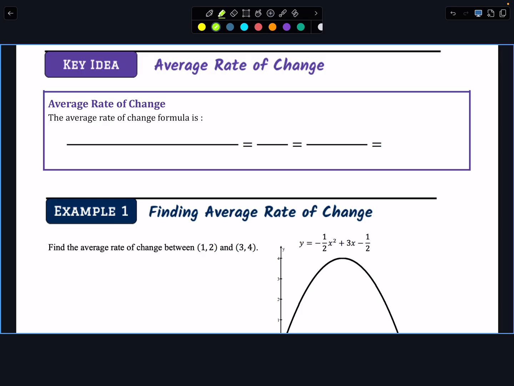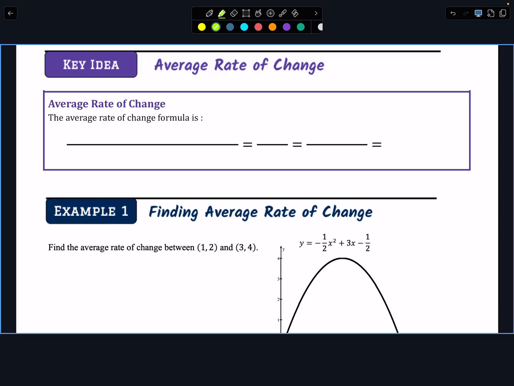When you hear rate of change, what does that sound like that you already know about? If you don't know, it's okay. The slope. Up till this point in your mathematical journeys, you have only been able to find the slope of a line, rise over run, right? We actually can find the rate of change of any function.